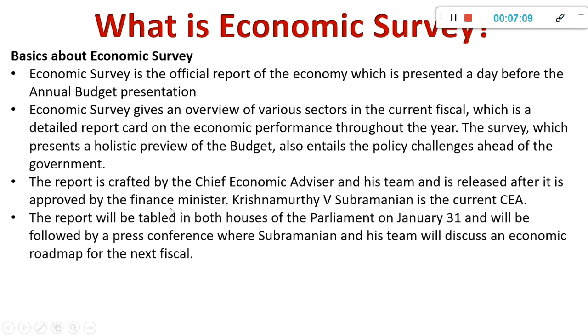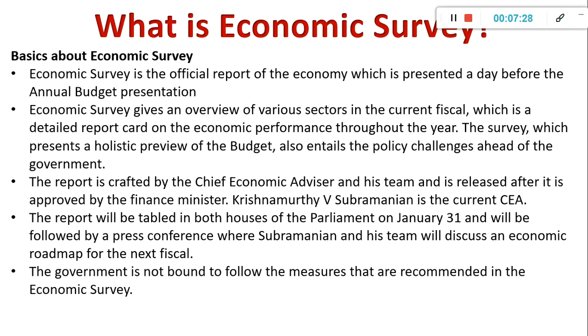Now, the report will be tabled in both houses of the parliament on January 31 and will be followed by a press conference where Subramaniam and his team will discuss an economic roadmap of the next fiscal. So like I told, he will be addressing the media also and telling the entire thing: this is the general idea, this is the theme of this year, this is what the government should do. So like that, he will tell a lot of things.